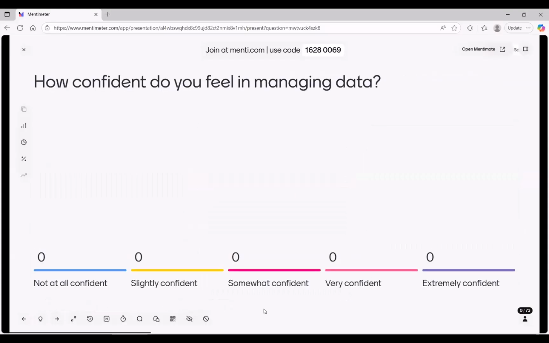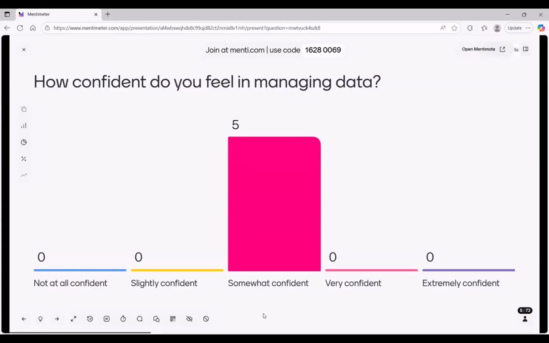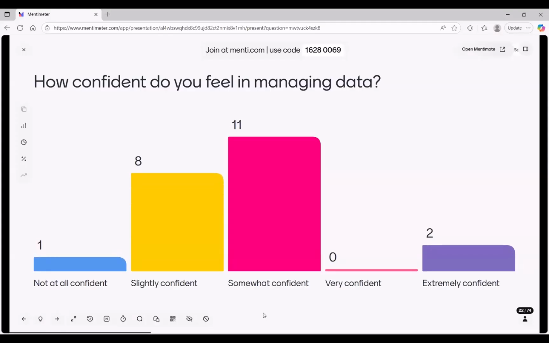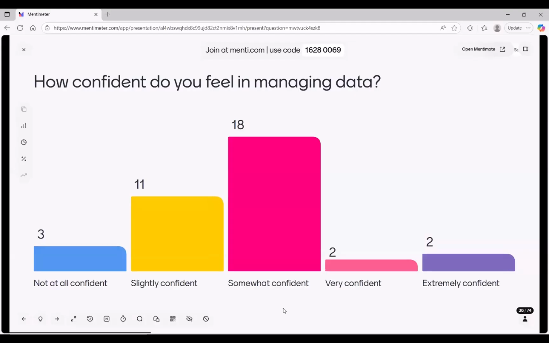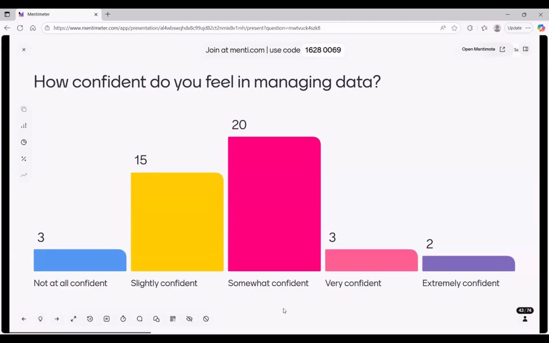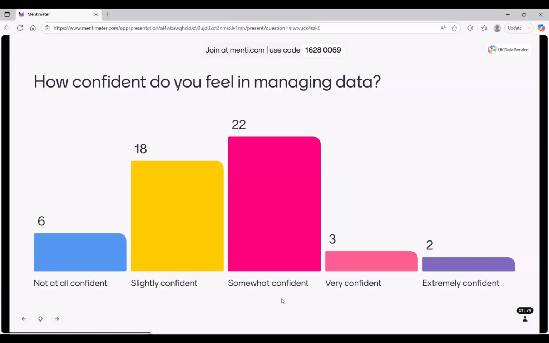And the final question: how confident do you feel in managing data? Somewhat, yeah. Most of us. A couple of you are extremely confident, a couple of you are very confident, so that is really good. But the majority is in between, somewhat confident.